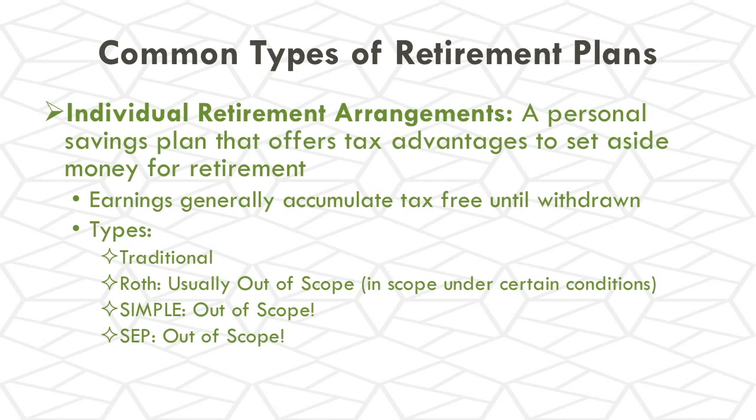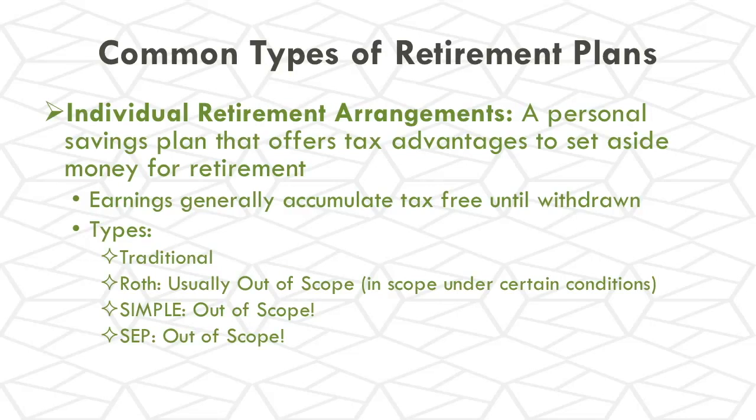Then we have individual retirement arrangements, also sometimes called individual retirement accounts. We'll use those interchangeably, but those are IRAs. IRAs are a personal savings plan that offers tax advantages to set aside money for retirement. In these types of plans, earnings generally accumulate tax-free until withdrawn, as we just discussed. And there are 4 types of individual retirement arrangements. The one that we're going to see the most is a traditional IRA, and that's really the only one that's in scope for us.